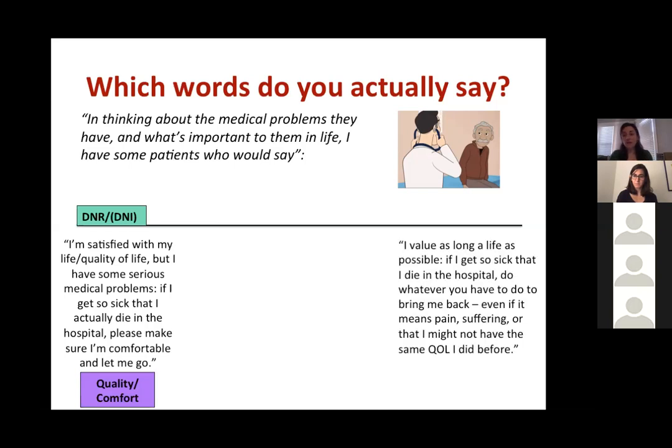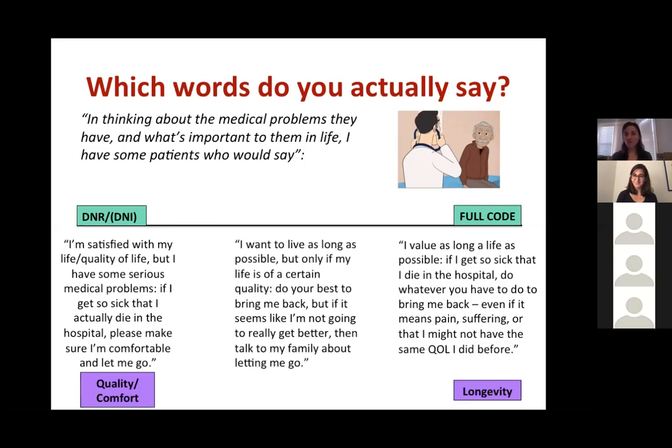I have other patients who would say, on the other end of the spectrum, I value as long a life as possible. If I get so sick that I actually die in the hospital, do whatever you have to do to bring me back, even if it means pain and suffering and that I might not have the same quality of life I had before. If someone identifies with this kind of statement, I think of them as full code and would go forward to get assent describing CPR and mechanical ventilation for them, and think of them as somebody who really prioritizes longevity over other sorts of values. And then there are all the people in the middle who would say, I want to live as long as possible, but only if my life is of a certain quality. So do your best to bring me back, but if it seems like I'm not really going to get better, then talk to my family about letting me go. And these are all the people who I think tend to say, well, yeah, I want you to try, but I don't want to end up a vegetable.